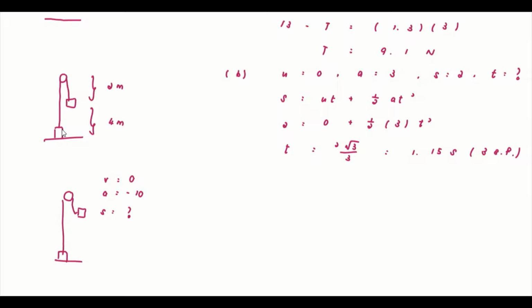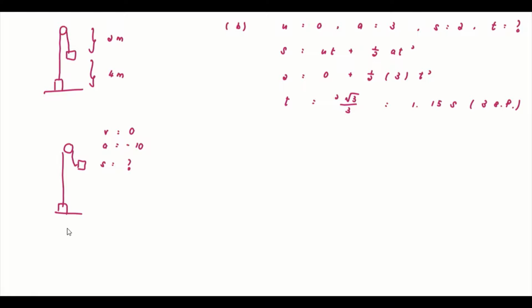So it's the same time for this particle to move up when the string is still taut. But when this particle reaches the ground and this particle flies up, it doesn't mean that this particle will use 1.15 seconds to move up as well. So that's why we cannot get this piece of information from our first particle.